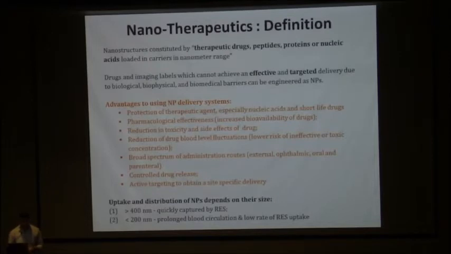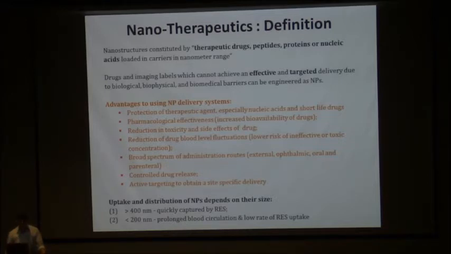Nanotherapeutics are therapeutic drugs, peptides, proteins or nucleic acids loaded with a carrier in the nanometer range. Molecules which cannot achieve effective and targeted delivery due to biological, biophysical and biomedical barriers can be engineered as nanoparticles. The advantages of this nanoparticle delivery system are that nucleic acids and short-life drugs can be administered to the in vivo system.